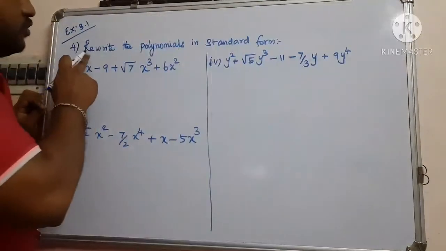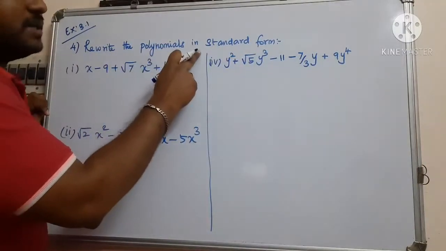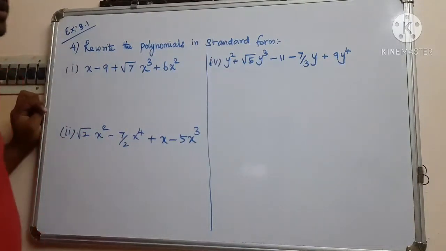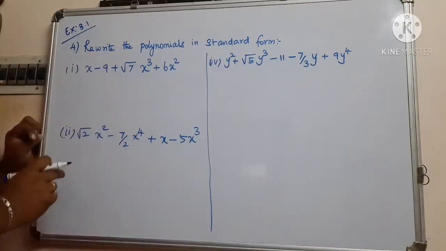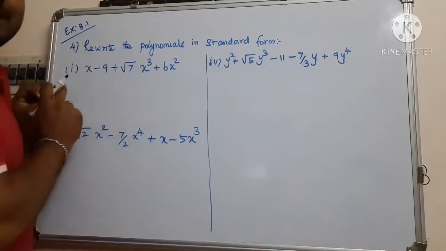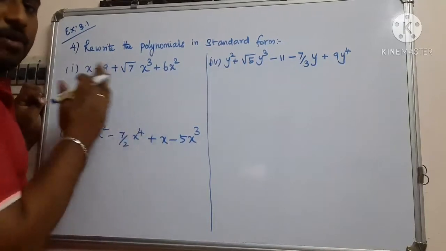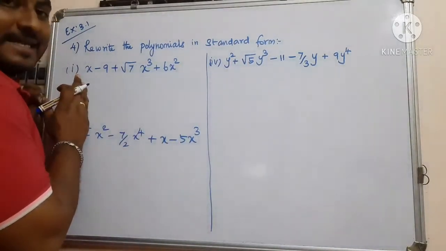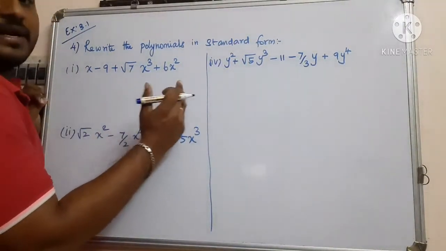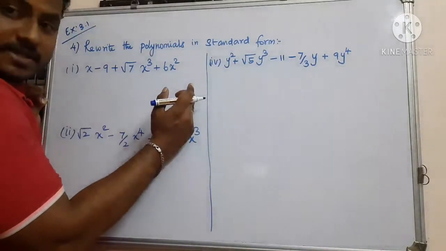Clear? Now the fourth question: rewrite the polynomials in standard form. So what is the standard form? Standard form means you have to write the terms in descending order of degree, from the highest value to the lowest value. At last you finish up with the constant term.